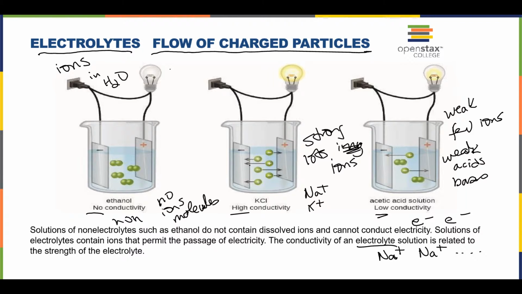So, what have we got? We have non-electrolytes, molecules in water. Strong electrolytes, lots of ions, lots of electricity, lots of charged particles. And we have weak electrolytes, just a few ions, and those would be our weak acids and bases.